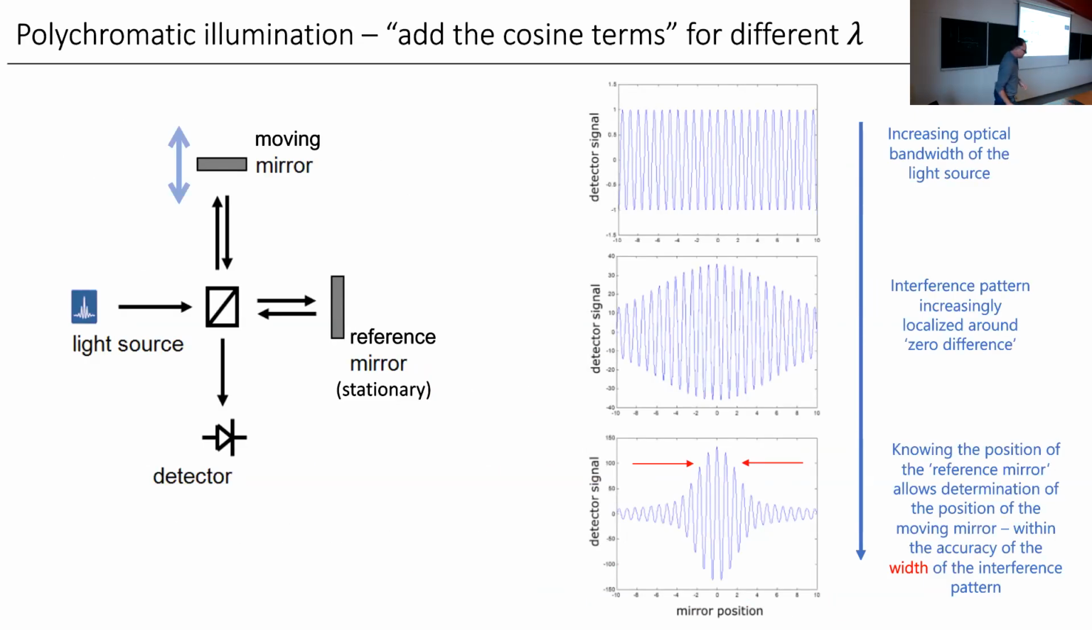Now, if I expand this further and further and put in a polychromatic, broadband light source, I simply have to add all the cosine terms. With increasing bandwidth of the light source, the number of wavelengths increases. With one wavelength I have only one cosine; here I have a number of cosines which I add. The signal still looks cosine modulated, but it falls off as the distance between the mirrors gets larger.